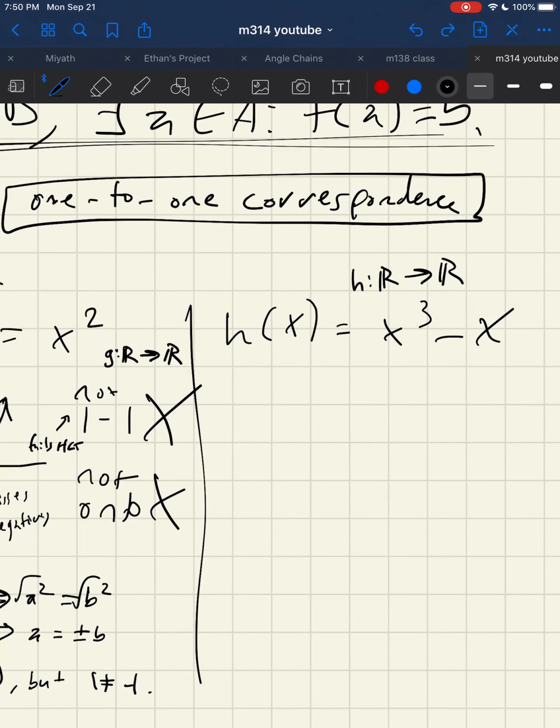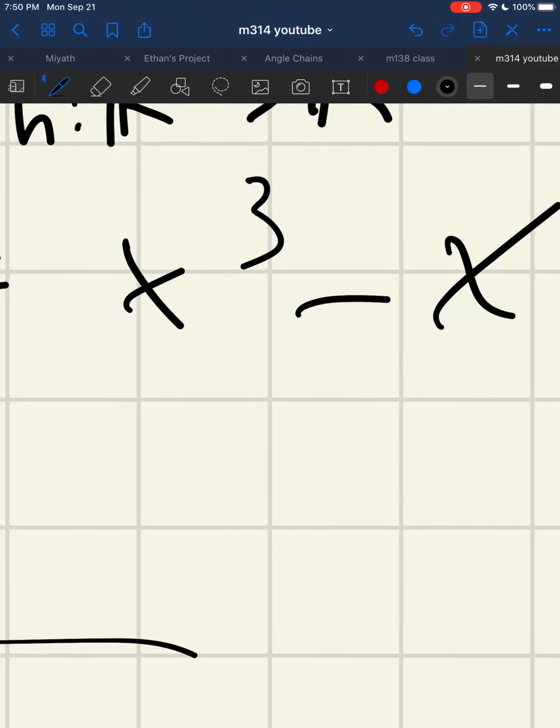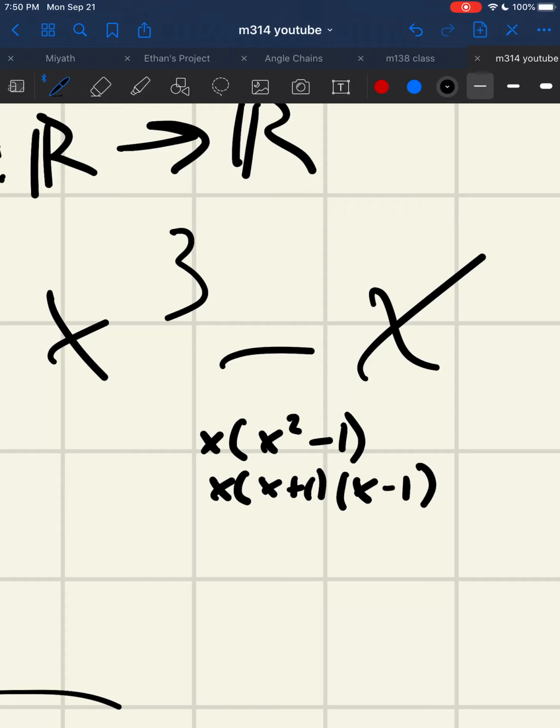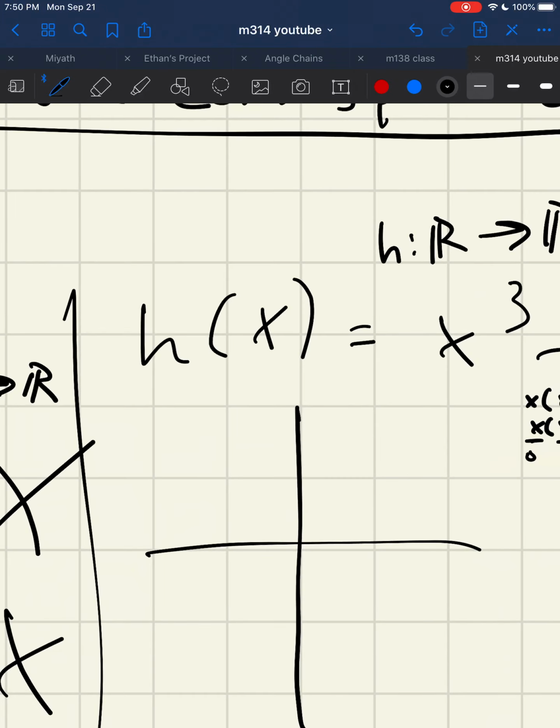Okay, finally, let's do h of x mapping reals to reals is x cubed minus x. We're not going to do a whole lot of factoring in this class, but let's just do it for fun right now. This is x times x squared minus 1, and x squared minus 1 factors into x plus 1, x minus 1. So this has zeros at 0, at -1, and at +1. So we've got 0 at 0, +1, -1. And then if we know a little bit more about polynomials, we can see that we're going to have a graph that looks like this.